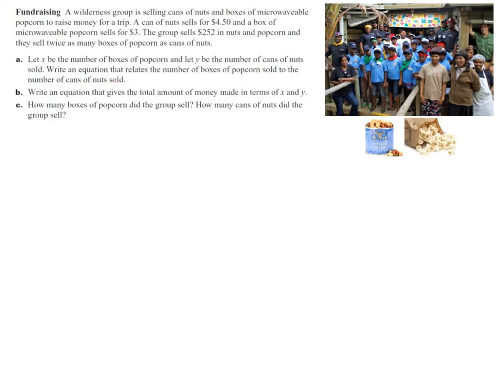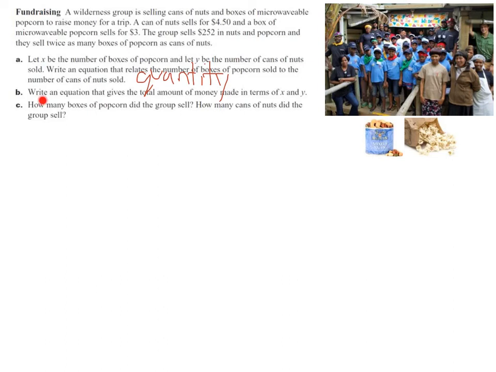All right, let me give you a little hint here. Part A is asking you to first set up the quantity equation. That's right, because notice it's saying not about the cost, but the number of boxes of popcorn sold to the number of cans of nuts sold. It's not saying how much money was exchanged here and there. It's saying how many of the boxes and how many of the cans of nuts were sold. So part A is the quantity equation.